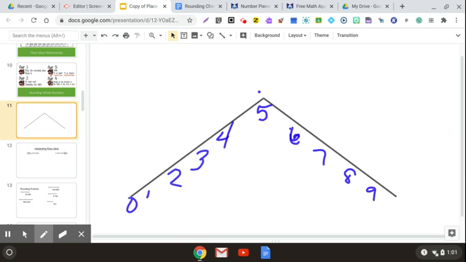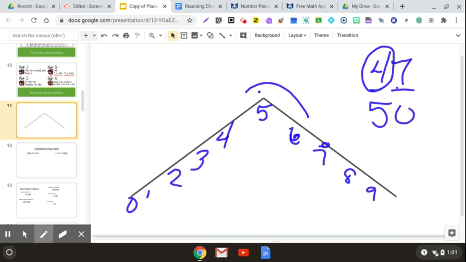So if I'm rounding, for example, 47 to the nearest 10, here's my backseat driver, 7. Well, that means I've made it over the hill, so I'm going to add 1 to 4, and it's going to become a 5, and this is going to become 50.